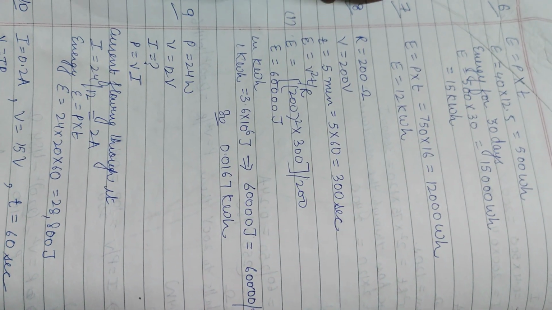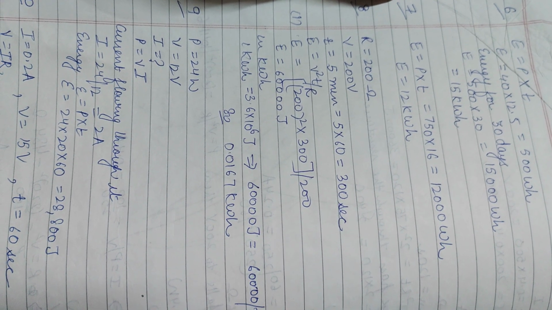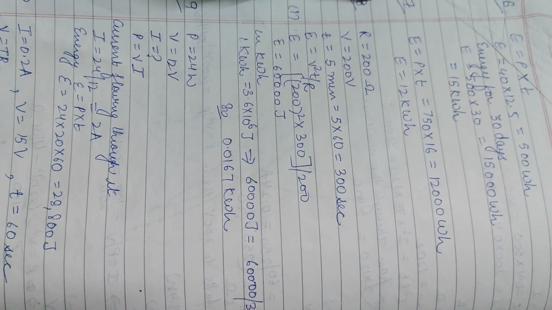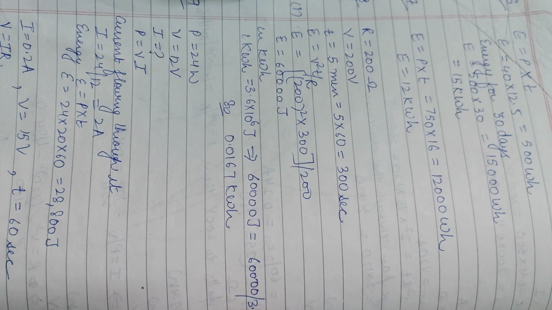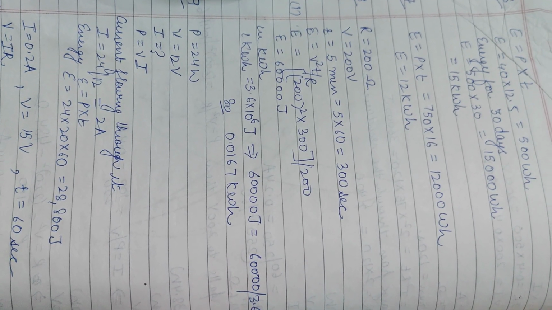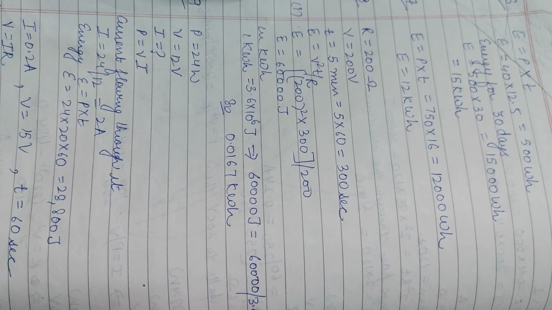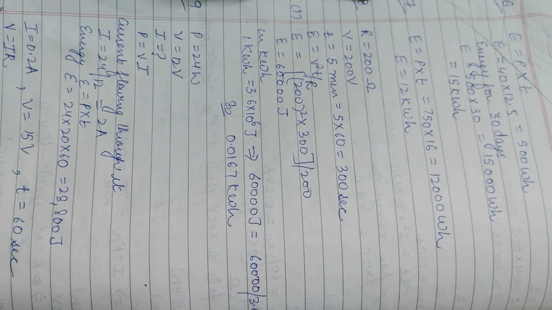Eighth question. An electric appliance having a resistance of 200 ohm is operated at 200 volt. Resistance is 200 ohm. Voltage is 200 volt. Calculate the energy consumed by the appliance in 5 minutes. Time is given to you, 5 minutes. And we have to calculate the answer in joules and in kilowatt hour.